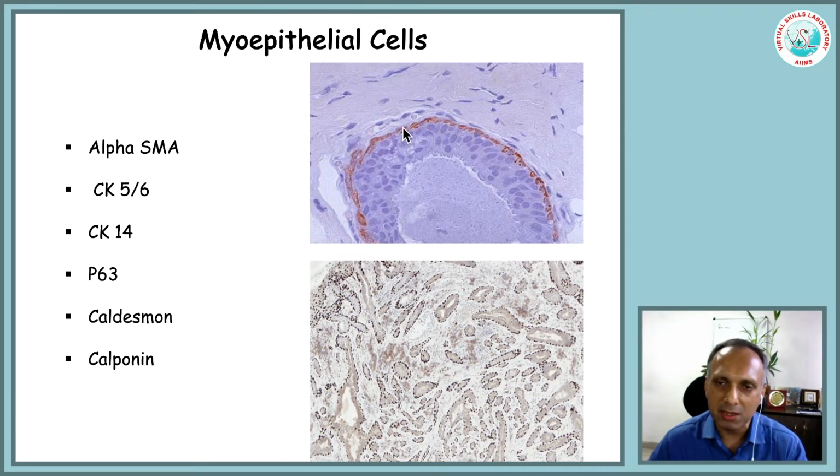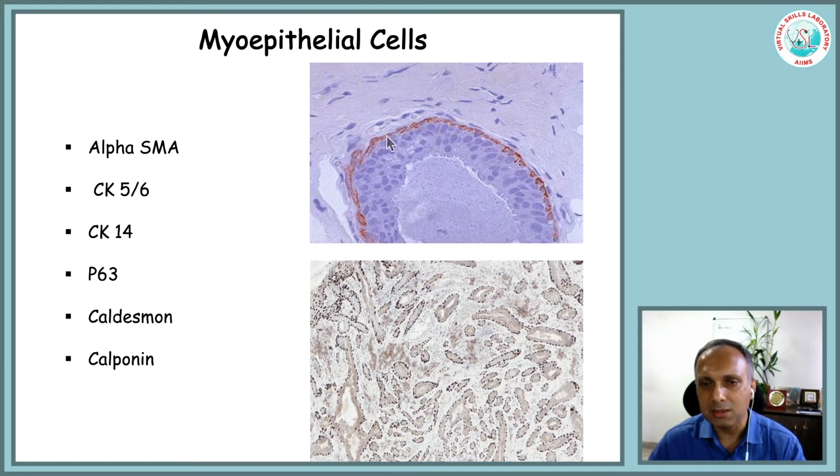Now these myoepithelial cells you can see sometimes in histology, but in a proliferative lesion you may sometimes have to resort to immunohistochemical stains or markers to highlight them. Now these are listed over here. Here are some of the myoepithelial markers like alpha smooth muscle actin, cytokeratin 5/6, which is a high molecular weight cytokeratin, CK14, P63, caldesmon, and calponin.